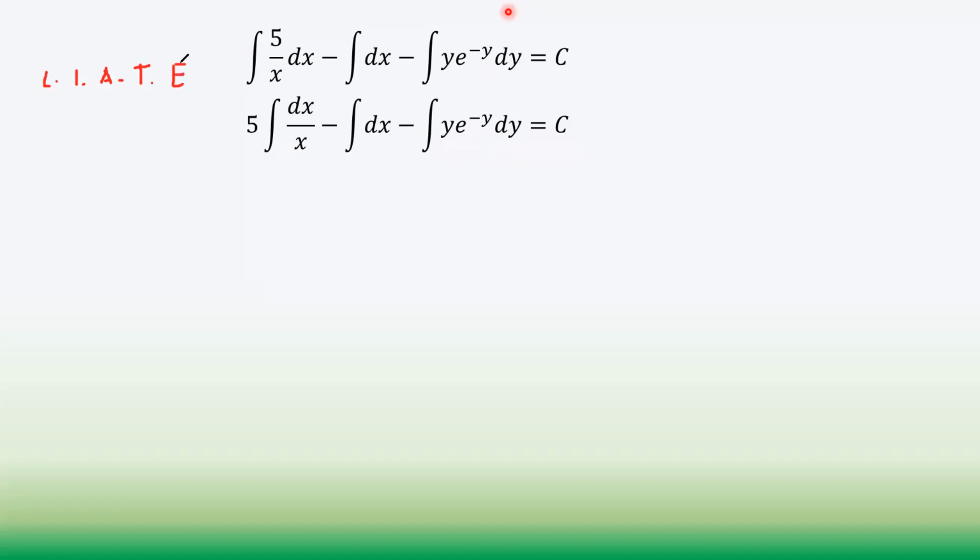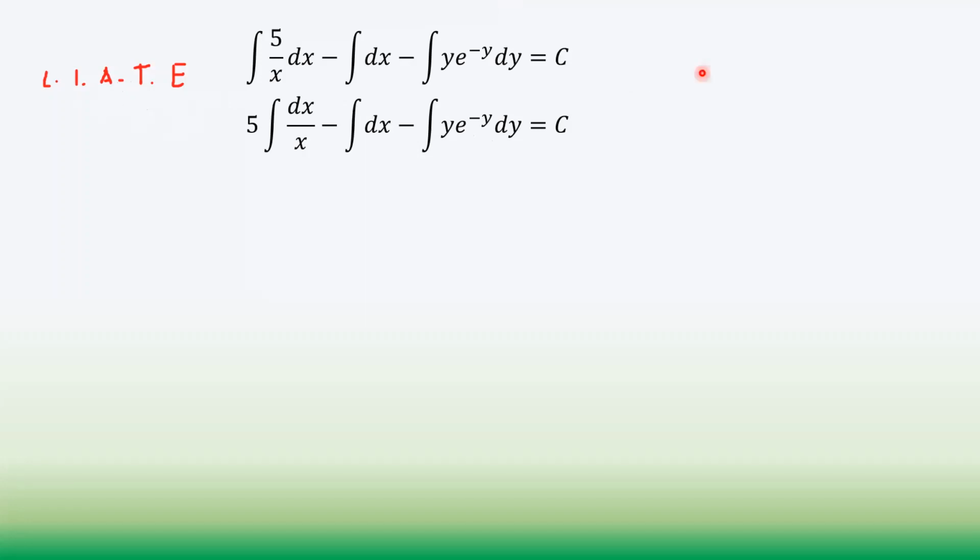Ito yung pwede mong sundan na pattern, ito yung pinaka makakatulong para sa pagpili ng U. Ito yung kanyang order: logarithmic, inverse trigonometric, algebraic, trigonometric, exponential. So, meron tayo ditong algebraic, which is y, and then exponential. Automatic yan ang U mo, yung algebraic. So, ang pipiliin mo dyang U ay yung algebraic which is y.